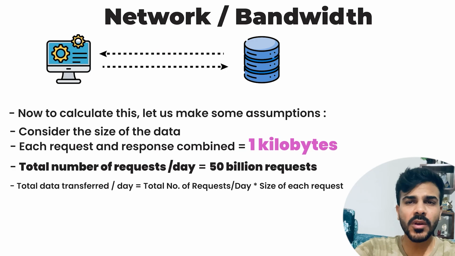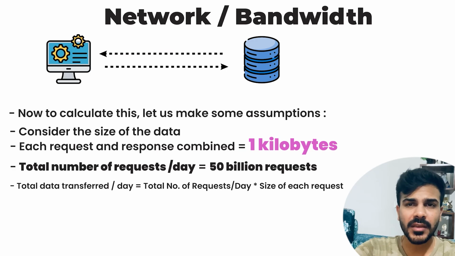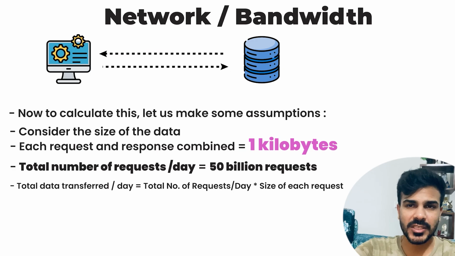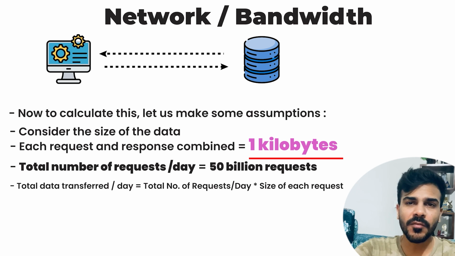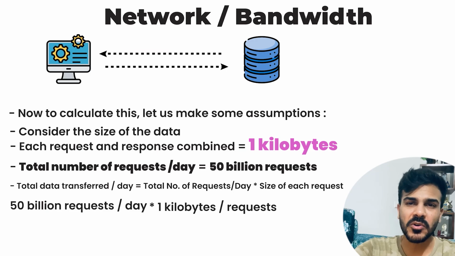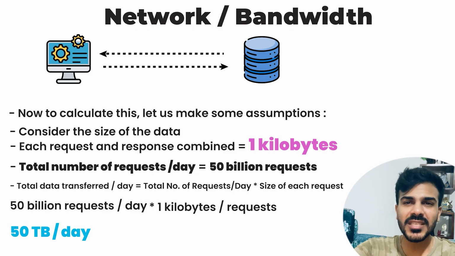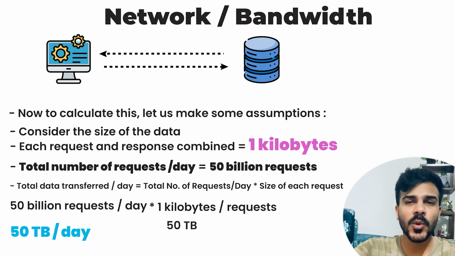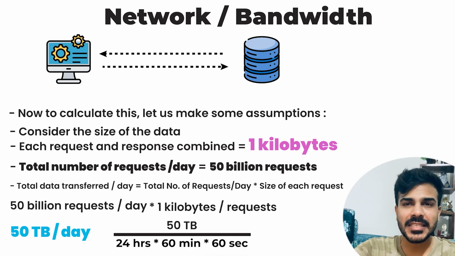So it's simple, right? The total data transferred in a day would be the total number of requests in a day multiplied by the size of each request. That is the size of the payload in each request, which is around 1 kilobyte as we have assumed. Therefore, the number would be 50 billion requests per day multiplied by 1 kilobyte per request. This amounts to 50 terabytes per day. So this is the bandwidth requirement per day. In order to convert it into per second, we just divide it by 24 multiplied by 60 multiplied by 60. So this amounts to 161 megabytes per second.